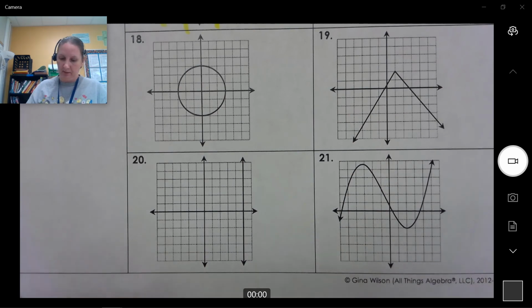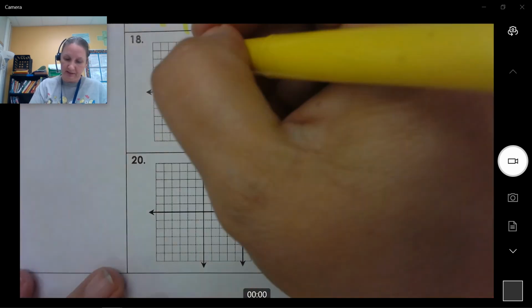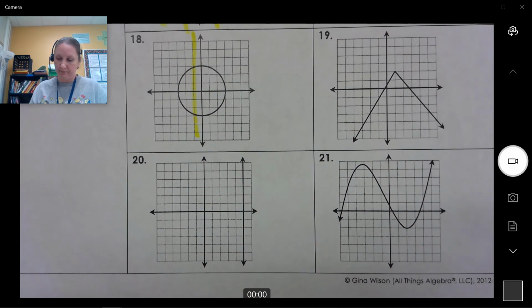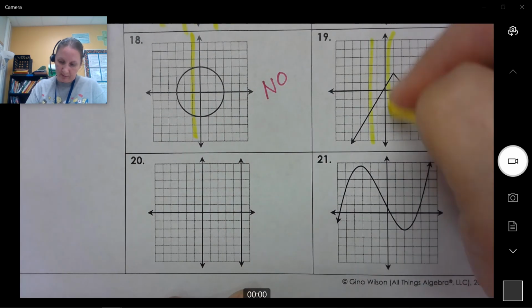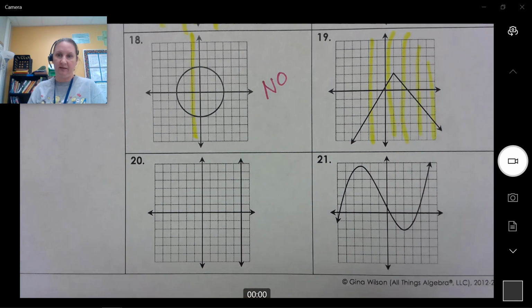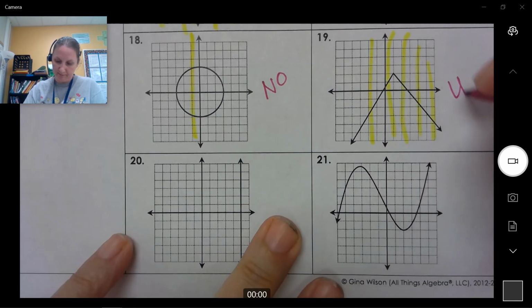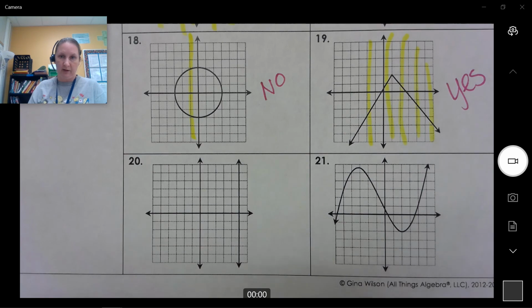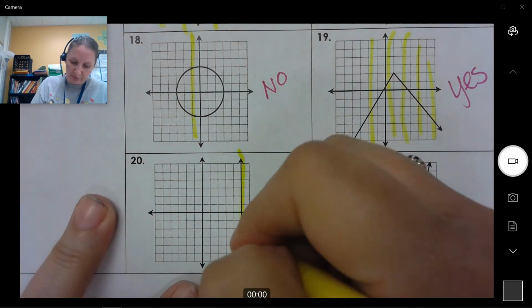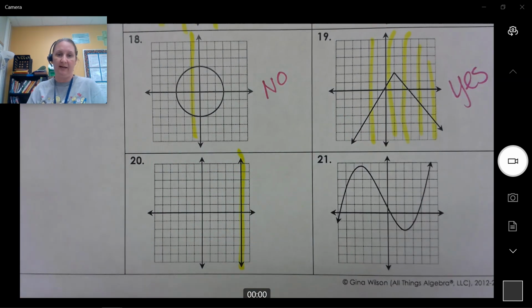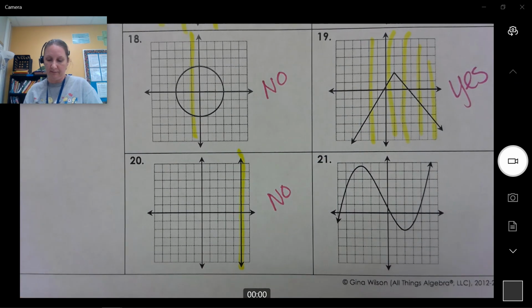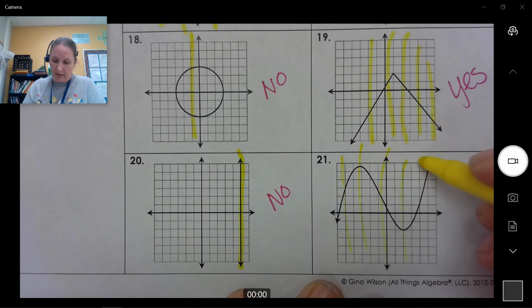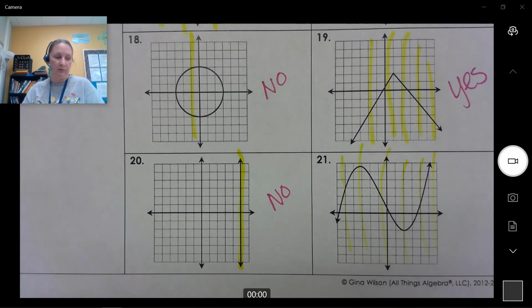Okay, so number 18 is very obviously a no. Number 19, testing in multiple places, is a yes. Number 20 is a no, and that's because the whole line is already a vertical line. And last but not least, 21 is a yes.